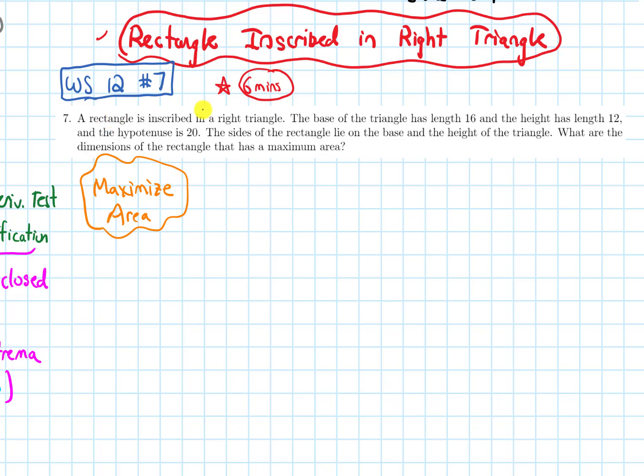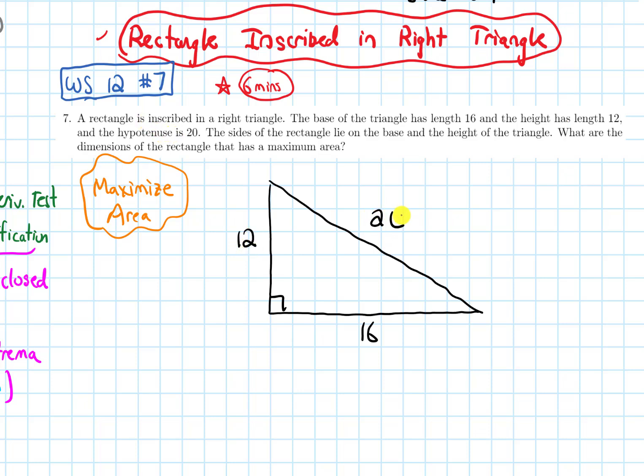And in this problem, it tells me there's this right triangle. So I will draw a right triangle. And it tells me that the base of the triangle is length 16. I'm going to just say that this side is the base, 16. The height has length 12. And the hypotenuse is 20.